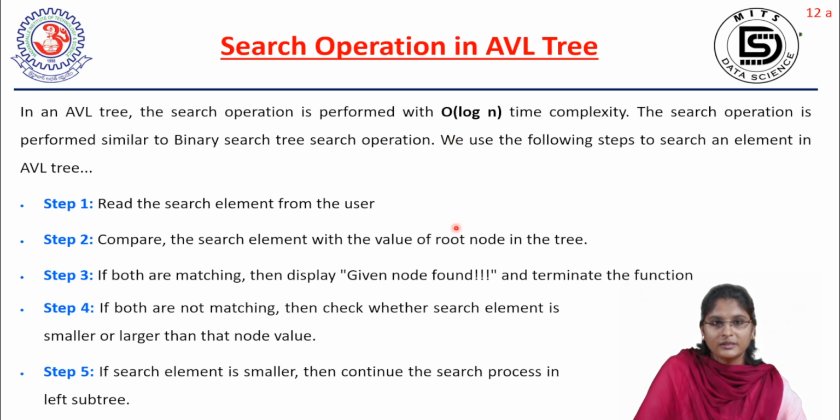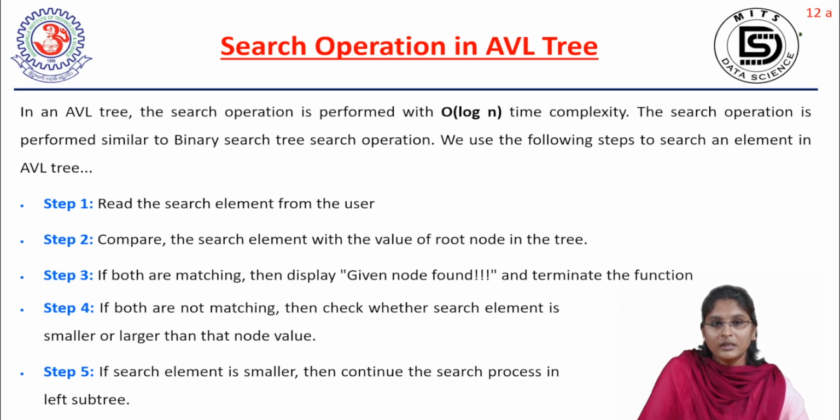So, the steps for searching an element. In AVL trees, the search operation is performed with order of log n time complexity. The search operation is performed similarly to a binary search tree. We use the following steps for searching an element in AVL trees. Step 1: Read the searching element from the user and compare the search element with the value of the root node in the tree. If both are matching, then display that the given node is found and terminate the function.